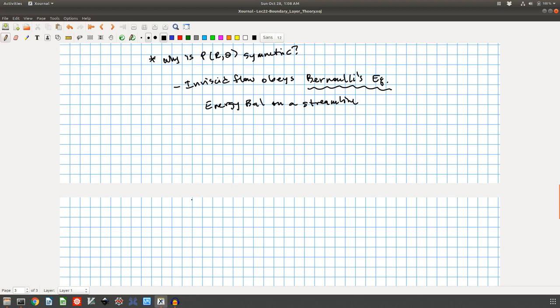Bernoulli's equation is that P divided by rho plus V squared divided by 2 is equal to a constant on a streamline. Another way of saying that is that if I pick two different points on a streamline, delta P over rho plus delta V squared divided by 2 is equal to 0.